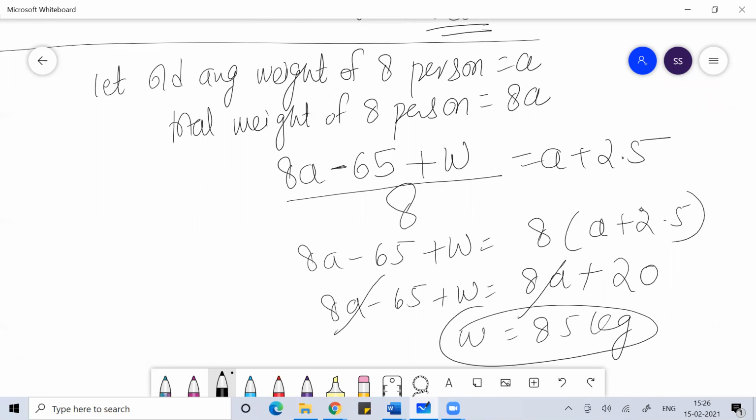So this was a question from the Air Force Common Admission Test. In 2 hours you have to solve 100 questions in the Air Force Common Admission Test.